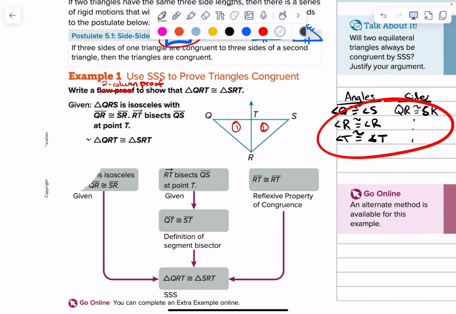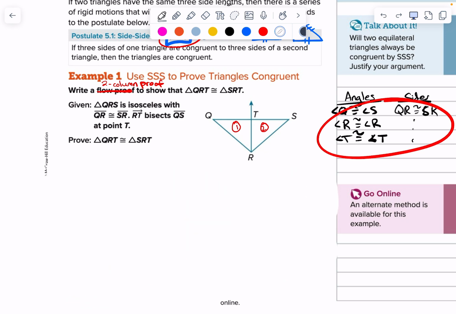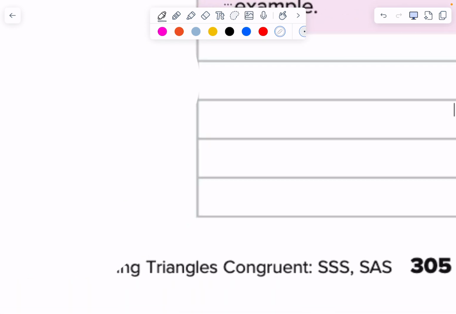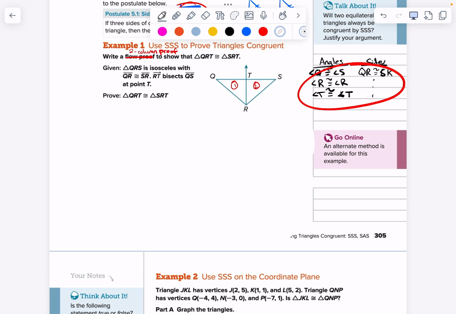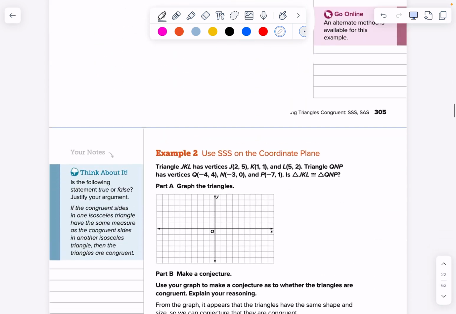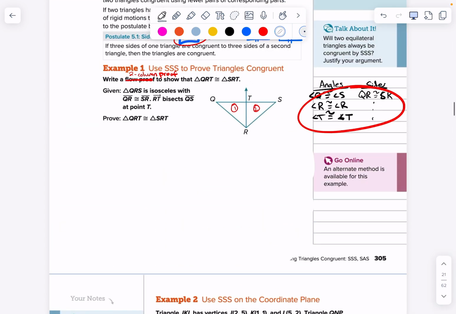Hold on. Because you're like, I can't do that on mine. So put it over here in the corner or something. Here's what your 2-column proof looks like. Put your 2-column proof somewhere else, like over here in the margins, because you didn't write here. Okay? All right. Here we go.